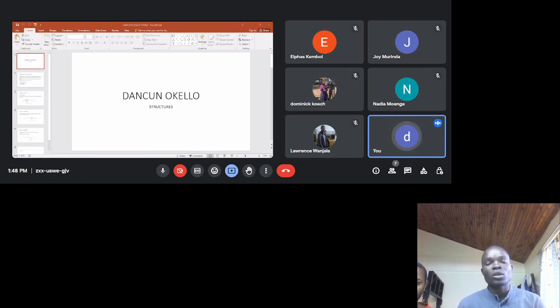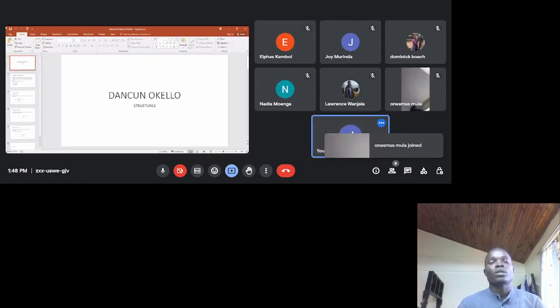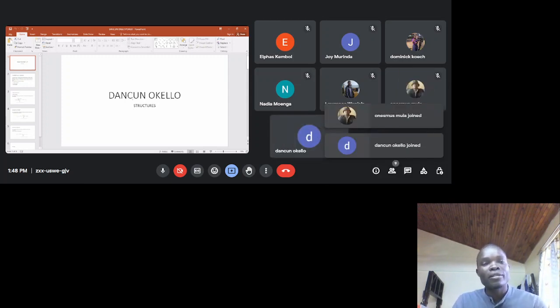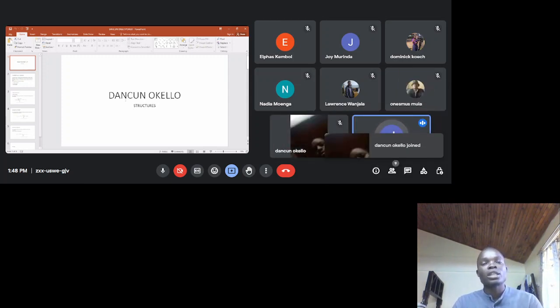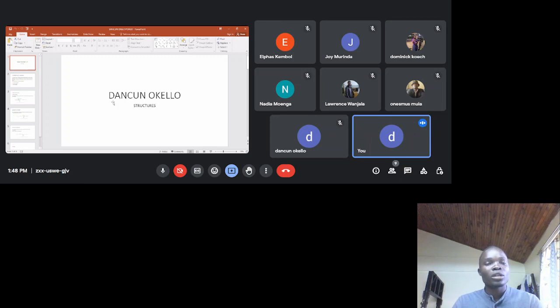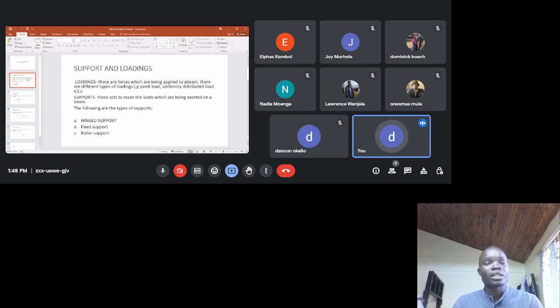So we want to look at structures. Structures is a unit which is covered in year 1, 2 and 3 for diploma students. So we are in supports and loadings. Supports and loadings is one of the topics in year 1. So let's start with the term loadings.